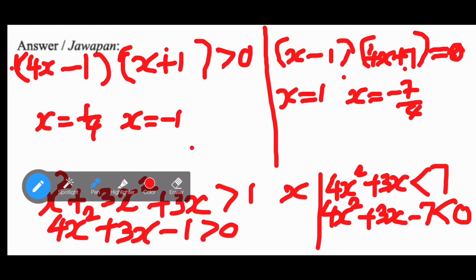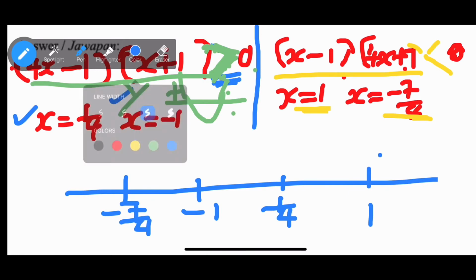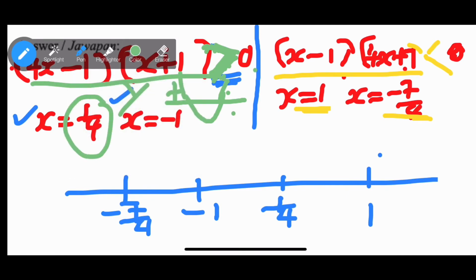Alright, so now we want to discuss how to solve the inequality function. So first of all, once you have the roots, you have to label them on the number line. So we start from the smaller value, which is negative 7 over 4. And then we have negative 1, and we have 1 over 4 and 1. So we are focused on the 1 over 4 and negative 1.